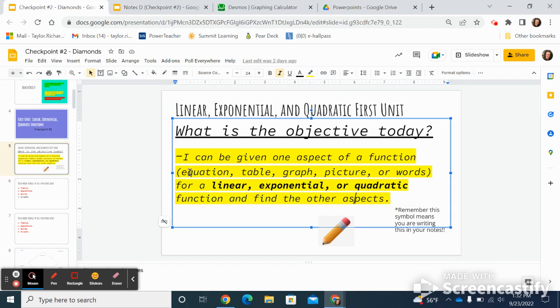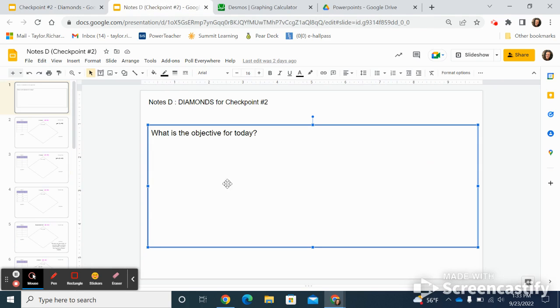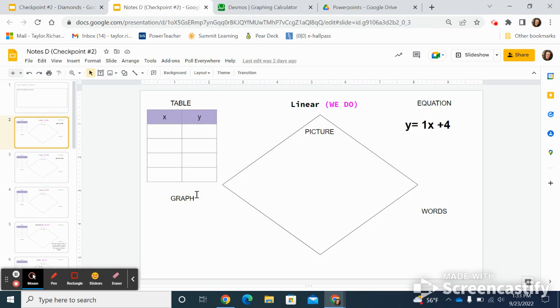So what this is saying is I'm going to give you one of these things. So like I'll give you an equation, and then you will give me the other 4 things: table, graph, picture, or words. Or maybe I give you the words and then you give me the other 4 things: equation, table, graph, picture. So that's what we're doing today. Again, make sure this yellow sentence goes in our first box. Okay? And then let's make our way to slide number 2.